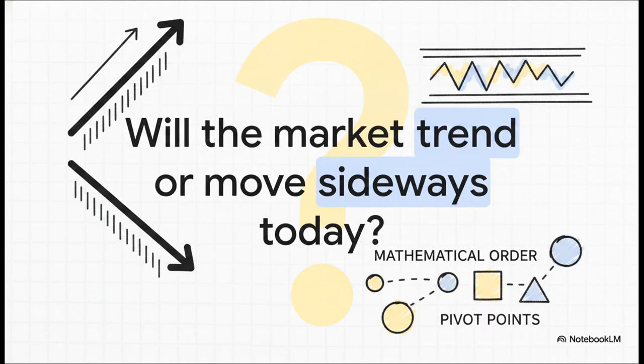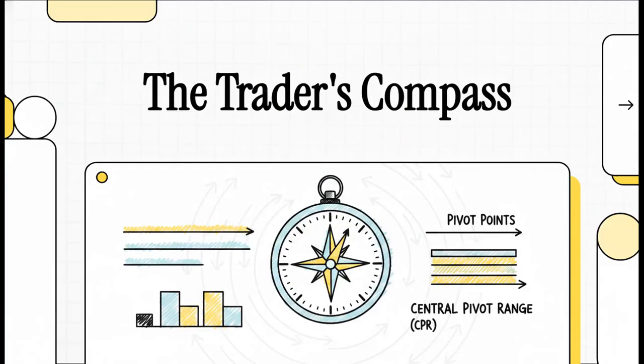But what if I told you there's an actual mathematical way to bring order to all that chaos before the opening bell even rings? Welcome to this explainer. Today, we're unlocking something I really love to call the trader's compass. We're going to master pivot points and an incredibly powerful evolution of them known as the CPR. So if you've been relying on, say, gut feelings to guess market direction, get ready. Because today, we're replacing all that guesswork with a highly structured, totally objective framework.